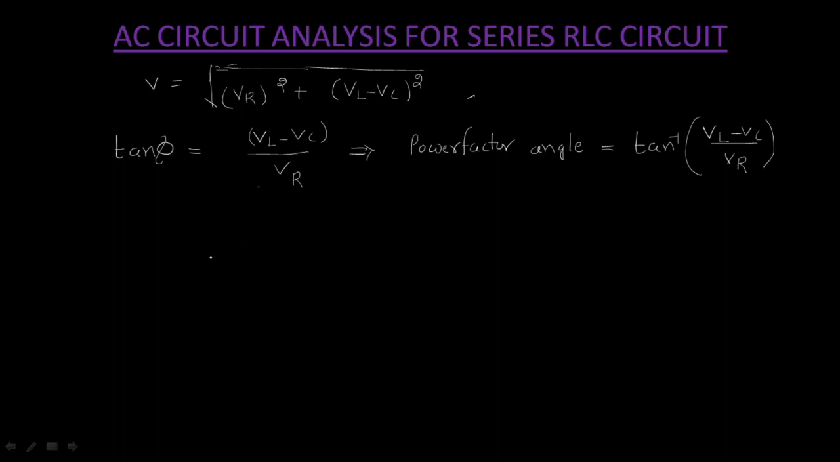Next is current. We can write the current equation from here also. The current equals Im sin(omega t minus phi). Why is it minus phi? The minus phi is because the inductance is dominant. Why is inductance dominant?